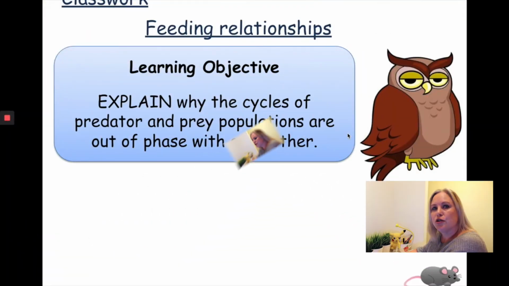Welcome to today's lesson. Today's lesson is part of the Biology Trilogy AQA scheme of work. We're going to be looking at feeding relationships today. So what are we learning today?